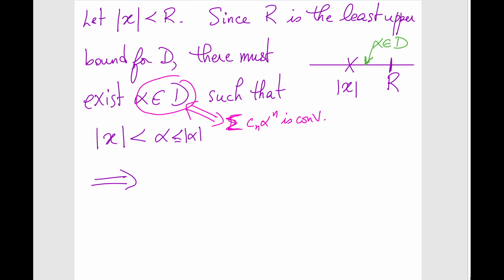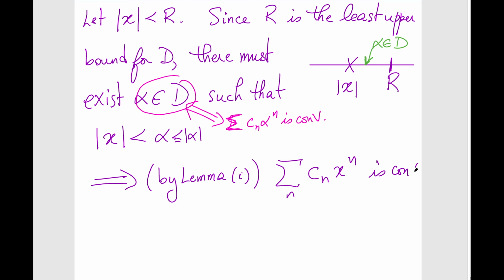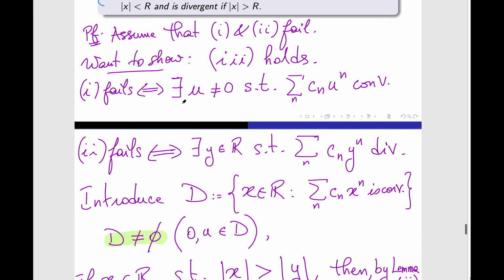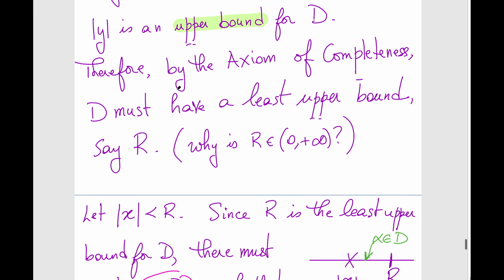So thus, by lemma part 1, the series sigma Cn x^n must be convergent. Okay, and this is what you want, for such an x. Now the last conclusion is, if you choose now an x in absolute value bigger than R, you want to show that the series is divergent. Correct?